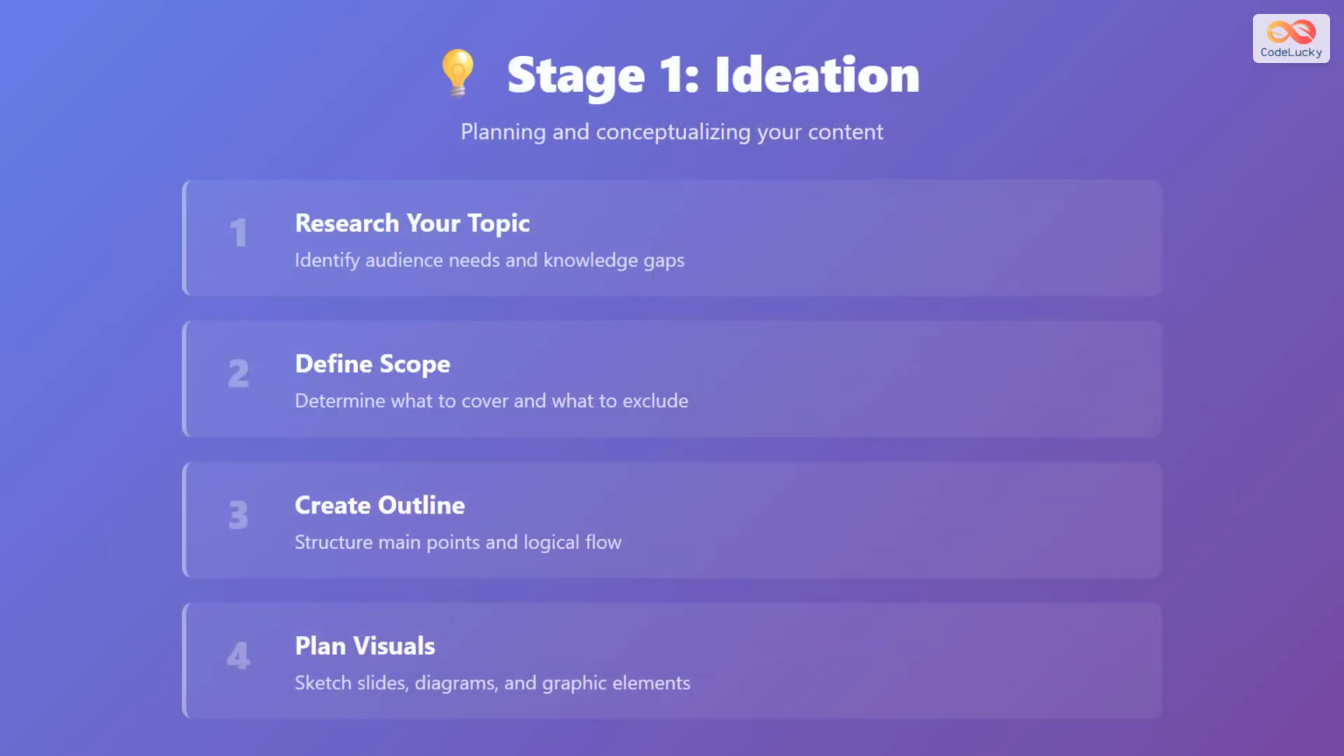The ideation stage is where everything begins. Start by researching your topic and understanding what your audience needs to learn. Next, define the scope of what you will cover and what you will leave out. Then create a detailed outline that structures your main points in a logical flow. Finally, plan your visuals by sketching out your slides and thinking about what diagrams or graphics will help explain your ideas. A solid ideation phase saves you time in every stage that follows.